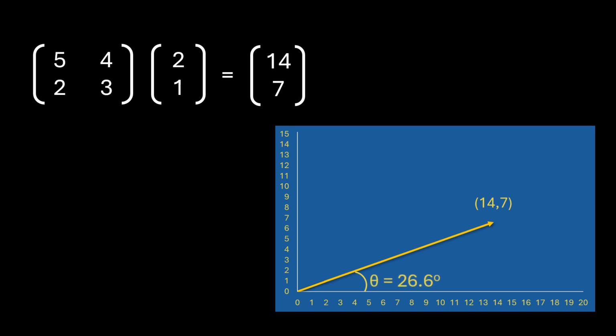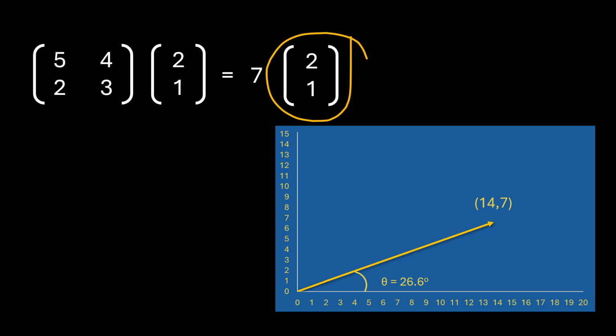So this new vector 14, 7 can also be written as 7 multiplied by 2, 1. Isn't 2, 1 the original vector we started off with? Its magnitude has increased by a factor of 7, but its direction still remains the same. So this vector, which only increases or decreases in magnitude but does not change its line of action or direction, is called eigenvector. And this vector 7 is called eigenvalue.